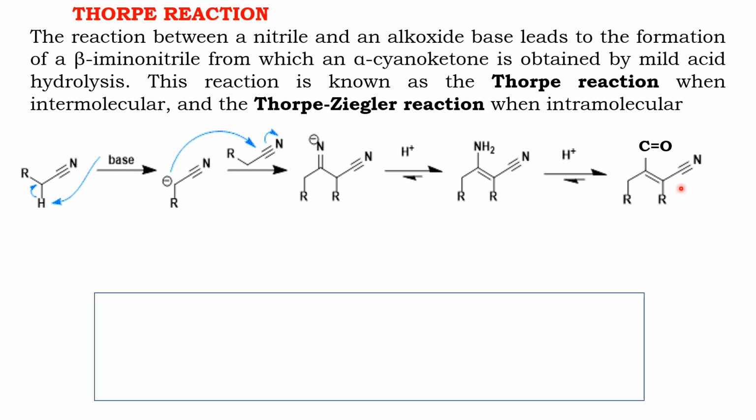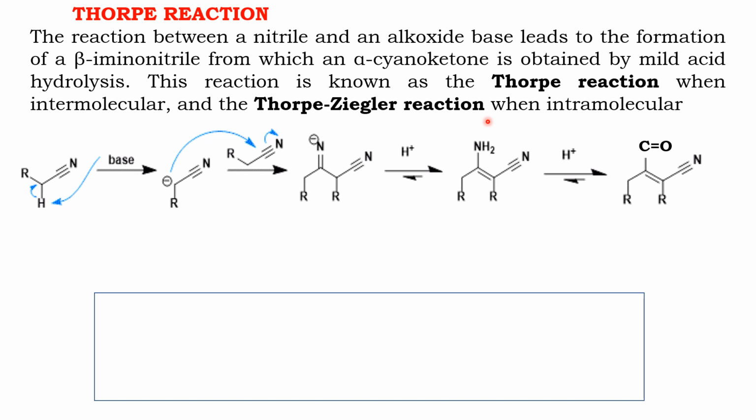But when we carry out the Thorpe reaction intramolecularly, it is called Thorpe-Ziegler reaction, and taking place within the molecule, we get a cyclic compound. So Thorpe-Ziegler reaction is a cyclic ring formation reaction. But the Thorpe reaction is a reaction where we get alpha cyanoketone. That is an intermolecular reaction.